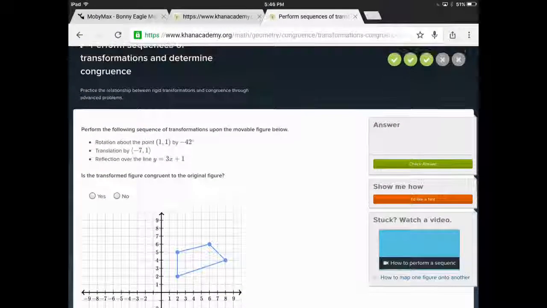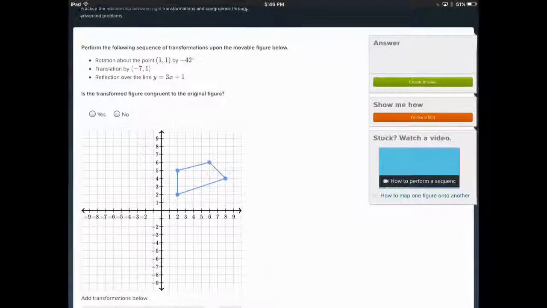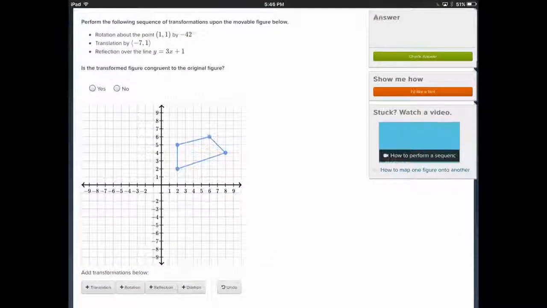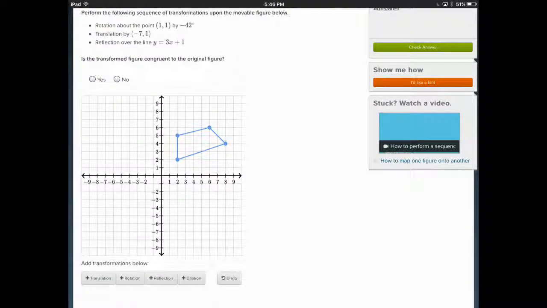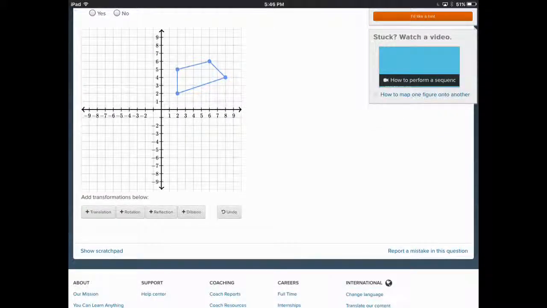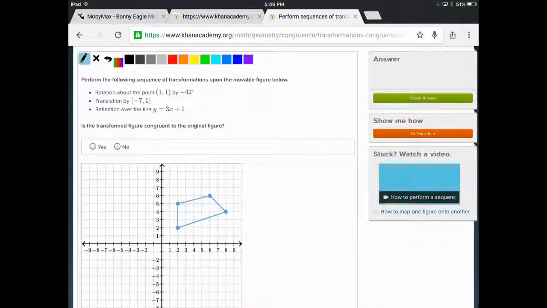Okay, we have your problem right here. We've got performing sequences of transformations to determine congruence. My iPad is having a little bit of problems, and hopefully this renders properly. But this is one of the types of problems that you might get. And of course, if you notice right here, we have all the things that you might need to do right up here on top. So we're going to use those to put in what we need.